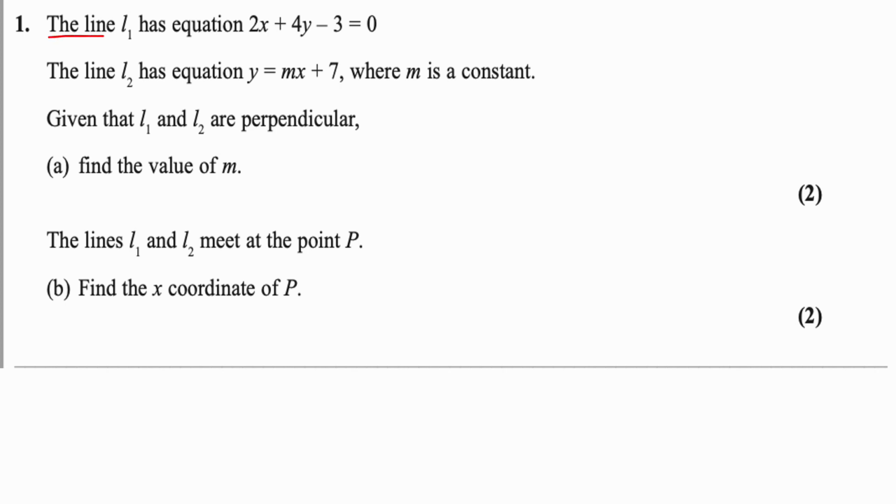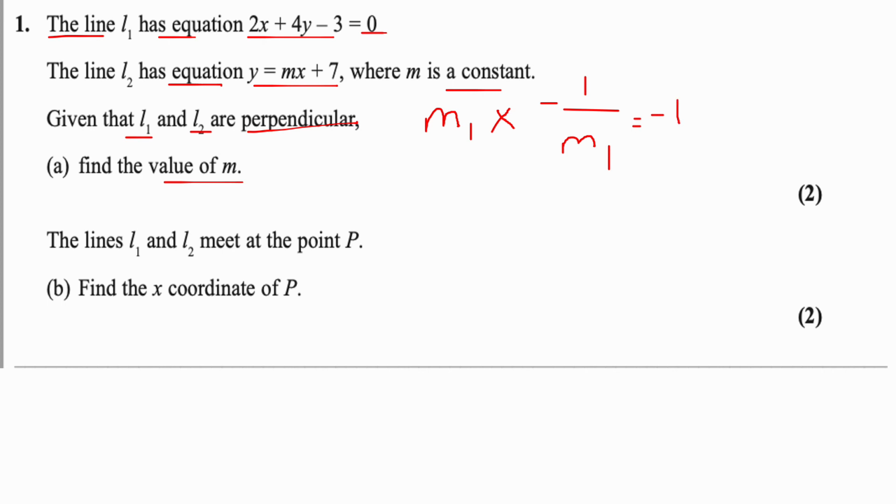Question number 1. The line L1 has equation 2x plus 4y minus 3 equals 0. The line L2 has equation y equals mx plus 7, where m is a constant. Given that L1 and L2 are perpendicular, which is quite important, find the value of m. Perpendicular means that the gradients are negative reciprocals of one another. So I'm going to have m1 times minus 1 over m1, so the product of the gradients will equal -1.